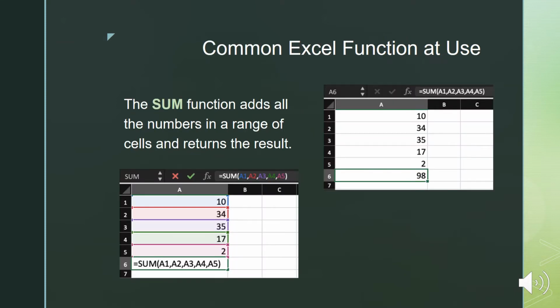Here we can see how a sum function is used in the Excel spreadsheet. The sum function is able to add all the numbers in a range of cells and return the result. Here you can see that we're adding 10 plus 34 plus 35 plus 17 plus 2, and that comes up to be 98. How you would do this is by putting the equal sign, writing down sum, parentheses, then you would choose each of the cells like it is shown in the picture on the left. And once you're done choosing the last number, close parentheses, click enter, and that's how your final answer is given.